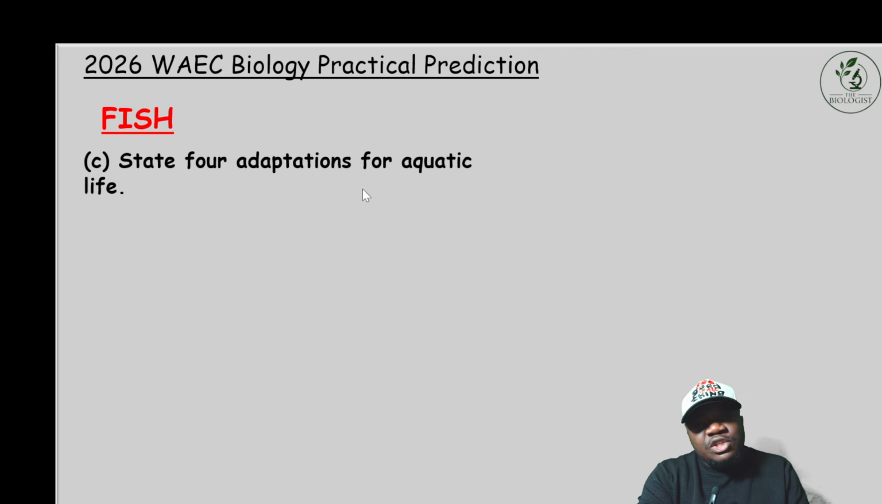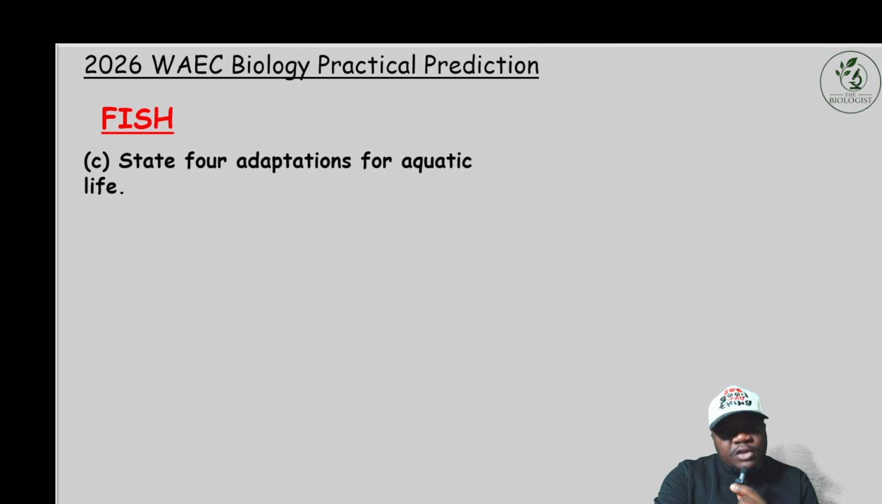Then state four adaptations for aquatic life. And the first thing you need to know, which I didn't mention here in the video, is which class does fish belong to? They belong to Pisces. Pisces is the class of fish, the phylum is Animalia, and their habitat is aquatic. So you have to take note of this information. It's very, very important.